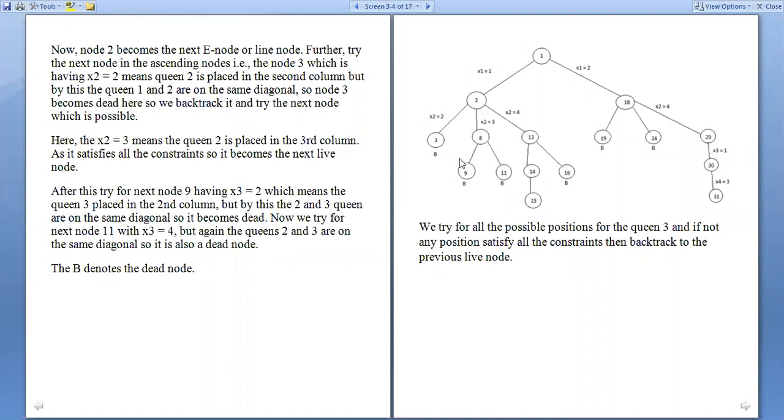So in this diagram, if you observe, B denotes the dead node. There is no further path from this dead node. We can kill this path. We try all possible positions for queen 3, and if no position satisfies all the constraints, then backtrack to the previous live node. Again backtrack and try from the previous node.